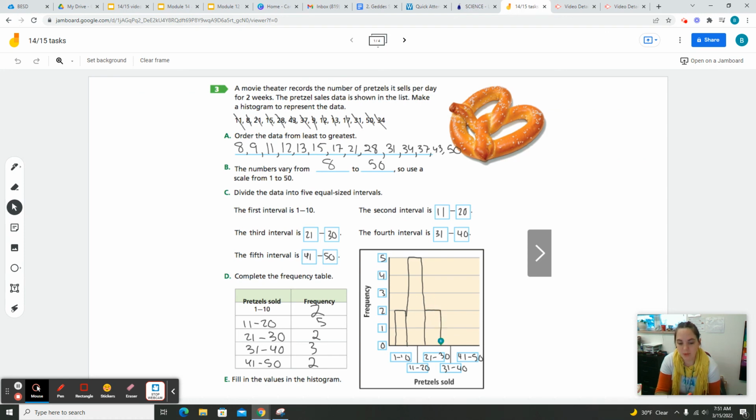And then 31 to 40 is 3, so our bar is going to go up to 3 and over like that. And then our last one is 2, so we're going to do another one, frequency of 2. And that is our histogram.